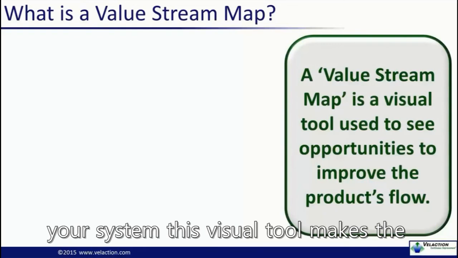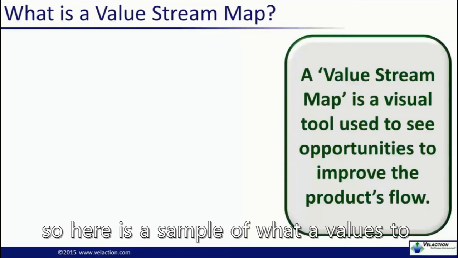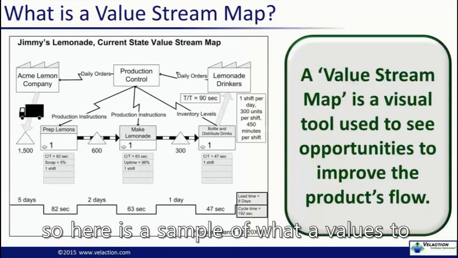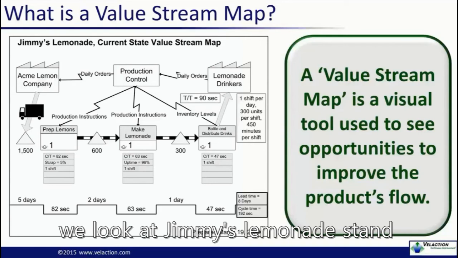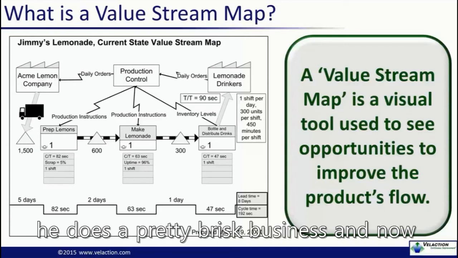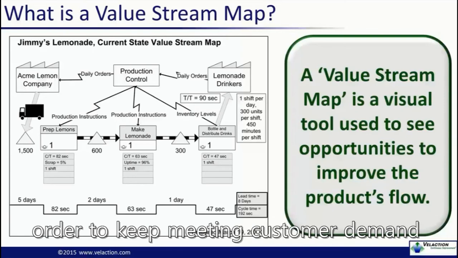This visual tool makes the opportunities for improvement jump out at you. So here is a sample of what a value stream map might look like. In this example, we look at Jimmy's lemonade stand. He does a pretty brisk business and now needs to streamline his process in order to keep meeting customer demand.